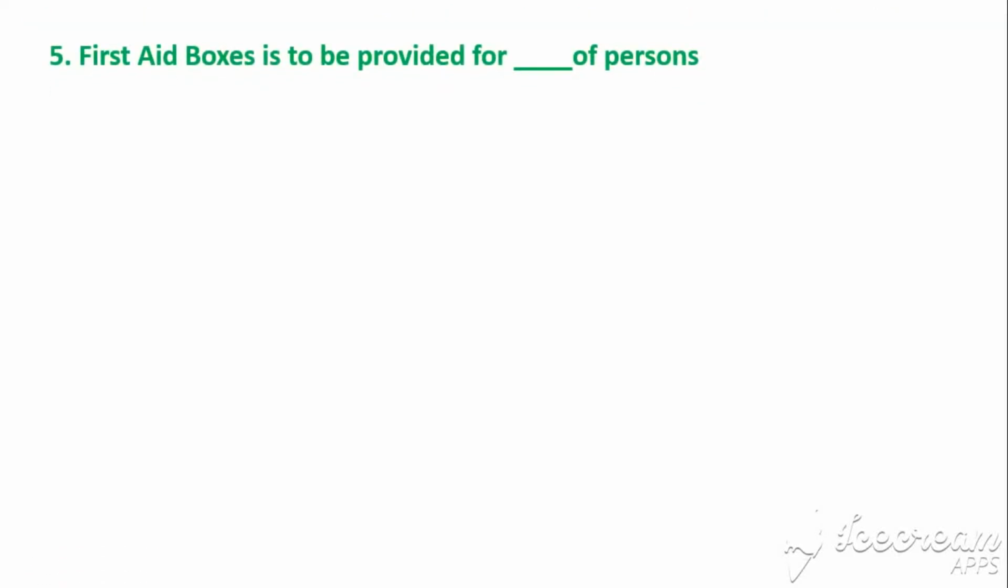Fifth question is, first aid boxes is to be provided for dash of persons. So if there are a number of persons in the factory, then the first aid box is provided. How many persons? 125, 135, 150 and 160. Can you guess this? Yes, C option is right. 150. If there are 150 persons or employees, the first aid boxes will be provided.